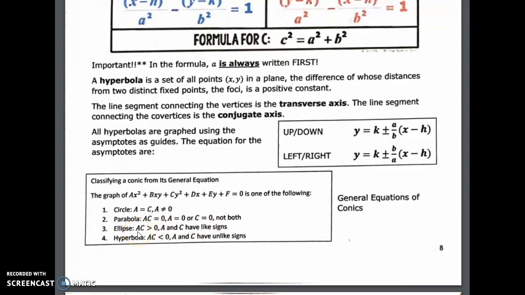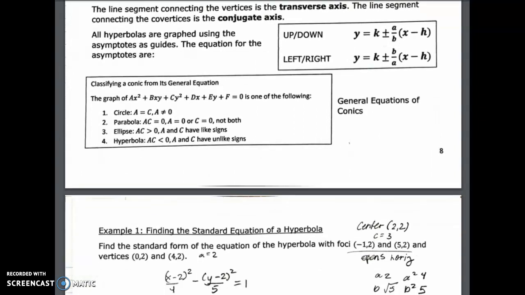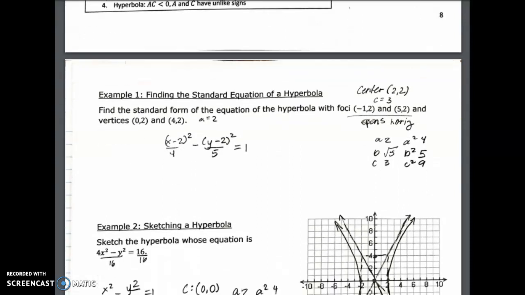An ellipse is where the coefficients on your x squared and your y squareds are different but both positive. Or I should say, maybe not even positive, but they have like signs. Their signs match. And to have a hyperbola, the coefficients on your x squared and your y squared are going to be unlike. Or in other words, when you multiply those coefficients, you would get a negative number. So you'll want to be able to distinguish between all four of them.